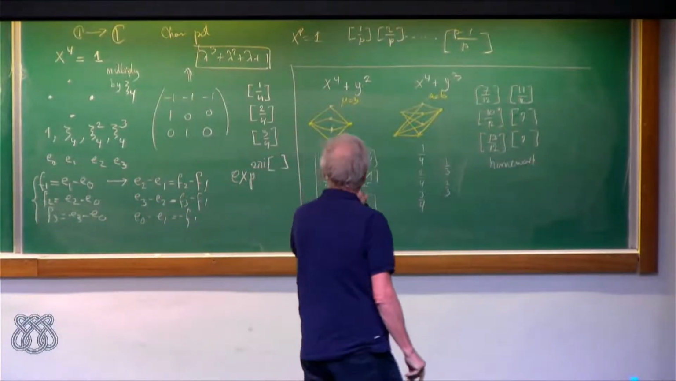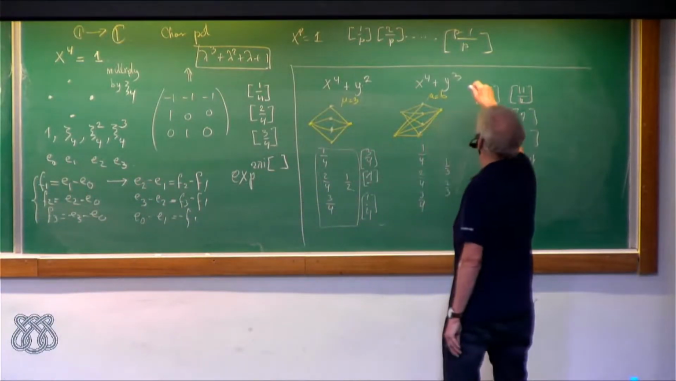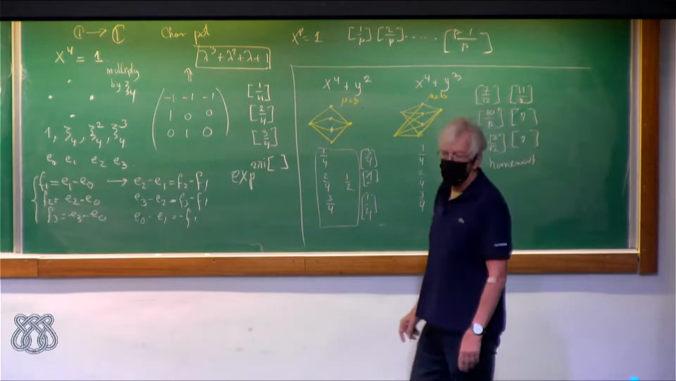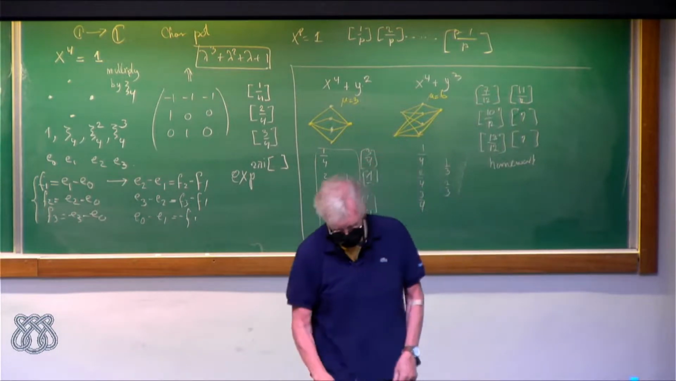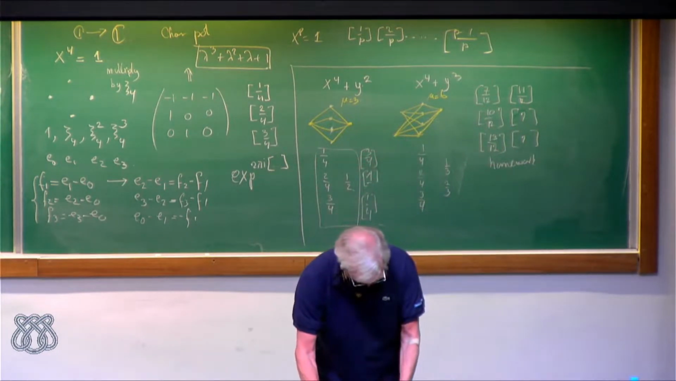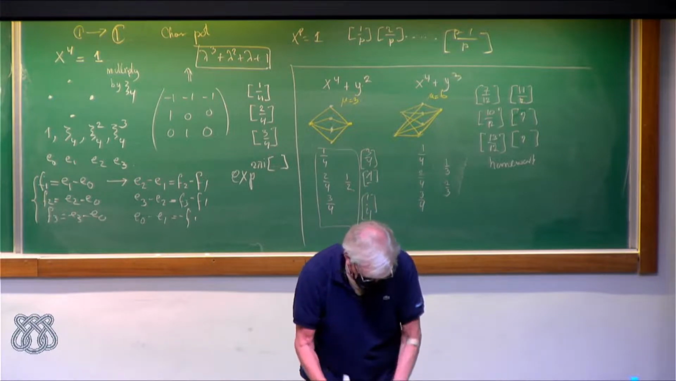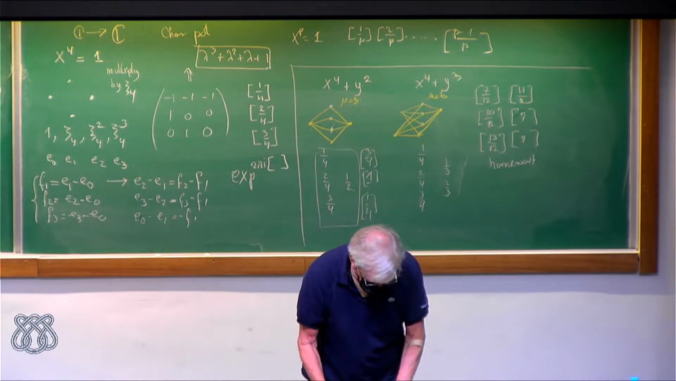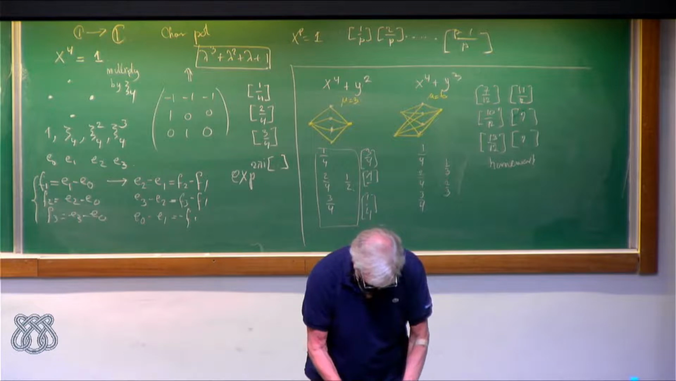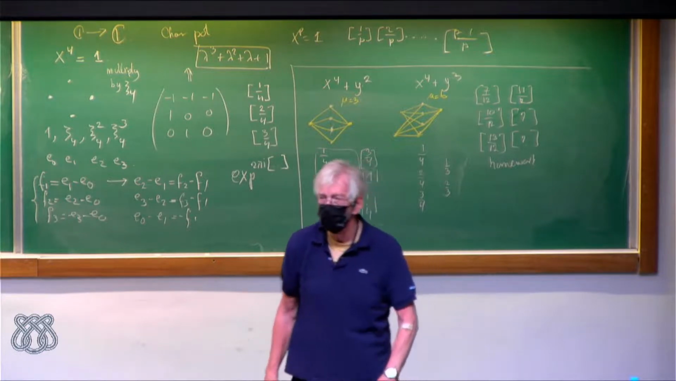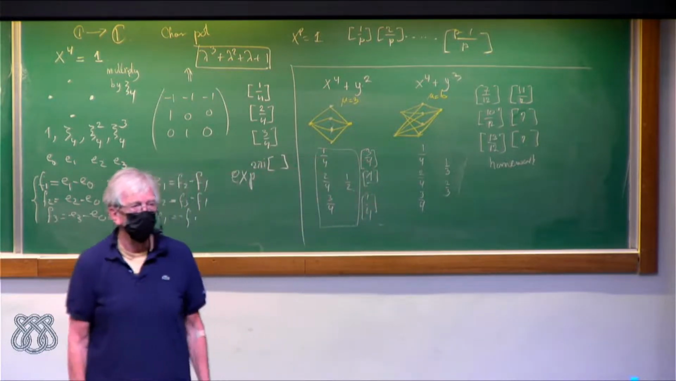The same thing works if you put another coordinate to some power. This is everything I wanted to say for the monodromy in the isolated singularity case. Other questions?